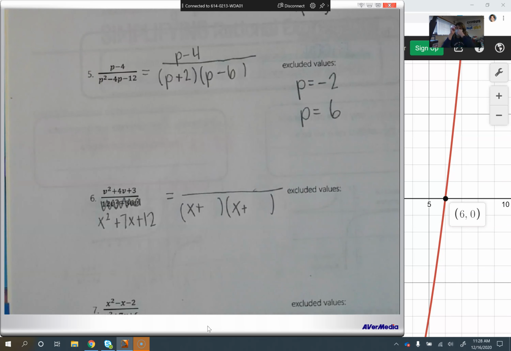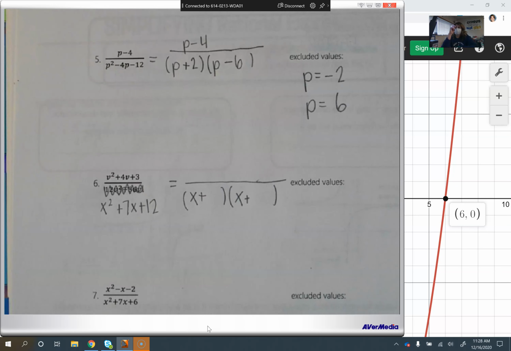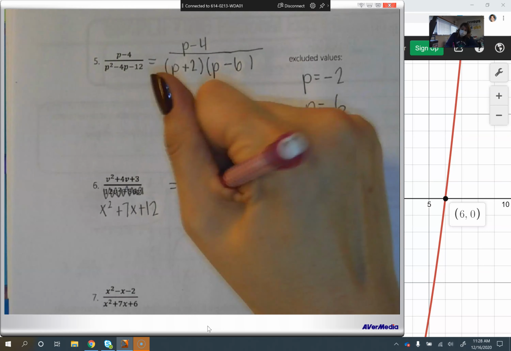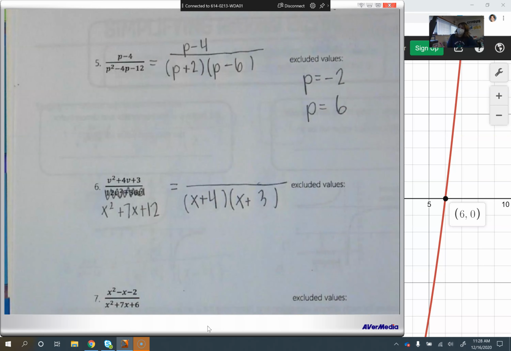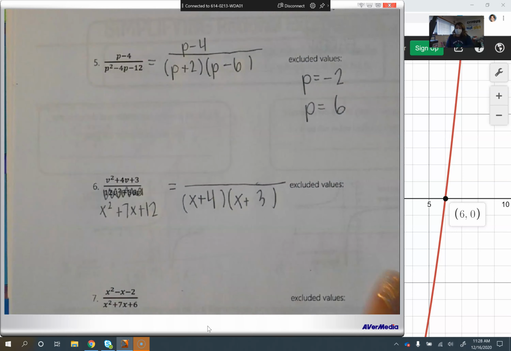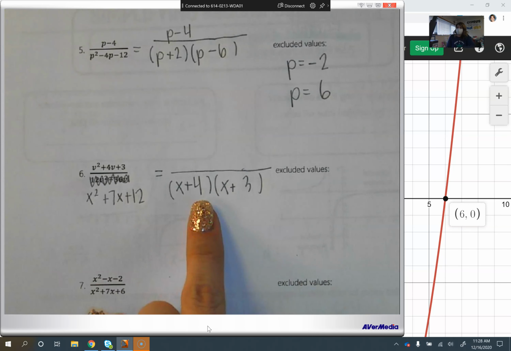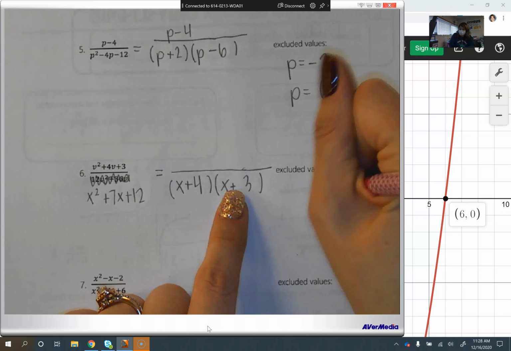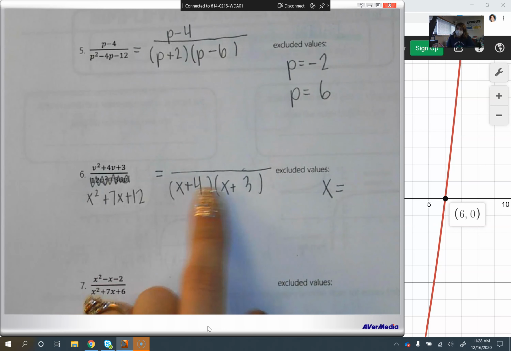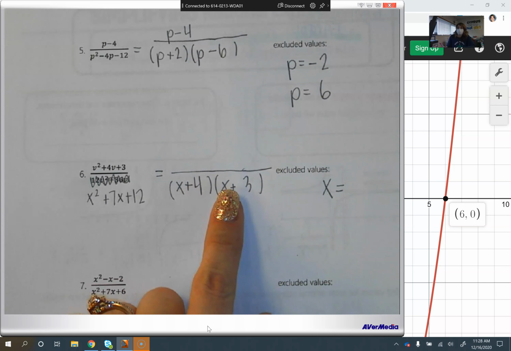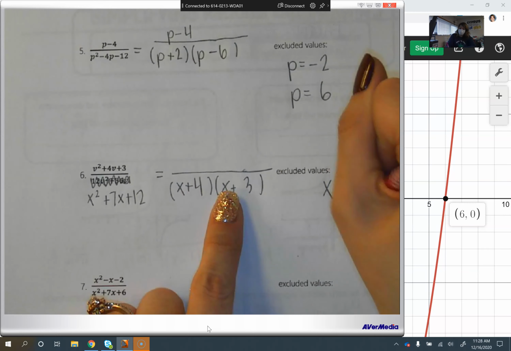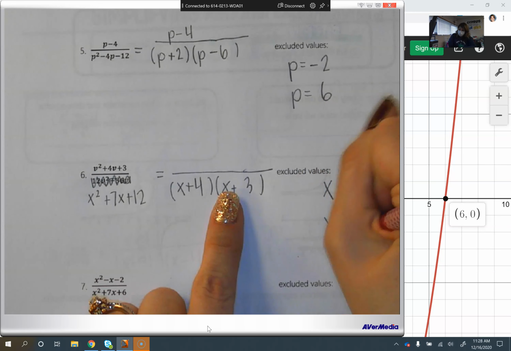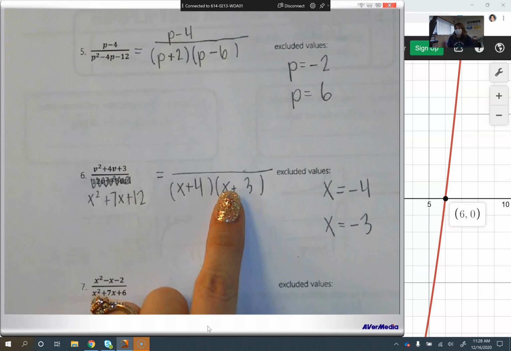Okay, so our factors should be what? X plus and x plus. Thank you, Hugo. So it's the opposite of what you see. So your factors are x plus 4 and x plus 3. To find your excluded values, you do the opposite of what we have written down here. So -4 and -3 are your excluded values.